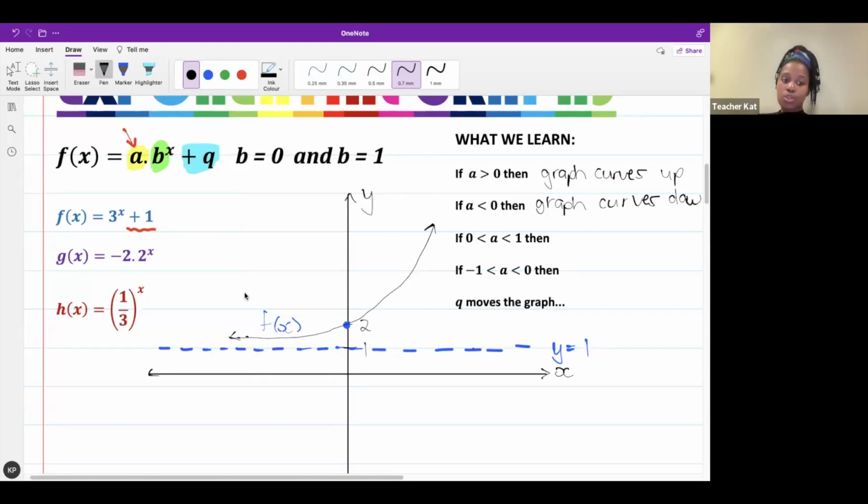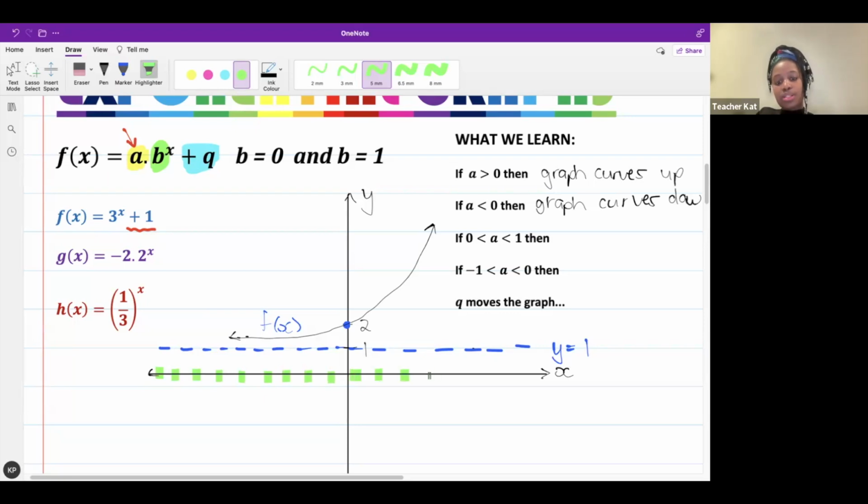Firstly, asymptote. Do we have a q value? Let me start with, do we have a q value for g of x? No. So that means my asymptote is where? That means where is my asymptote? Nice. It will be at 0. Okay. At the line y is equal to 0. So it's over here. I'm using a highlighter so that you can see where it actually is.